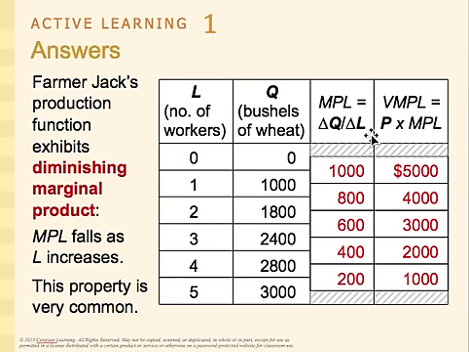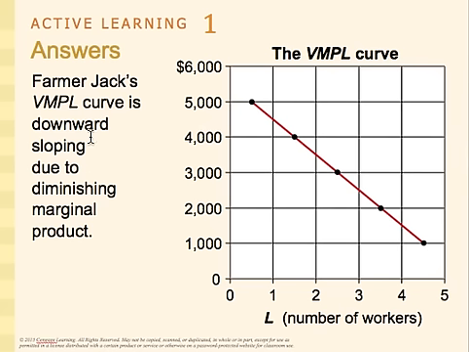Now, converting that to values, we simply take our price of $5, multiply it by our marginal product of labor, and we have the value, which is the price times the marginal product of labor: 5 times 1,000, 5 times 800, 5 times 600. You can see that the values are also diminishing. So Farmer Jack's value of marginal product of labor curve is downward sloping due to the diminishing marginal product that we illustrated on the last slide. So you just fill in your dots here and connect the dots.